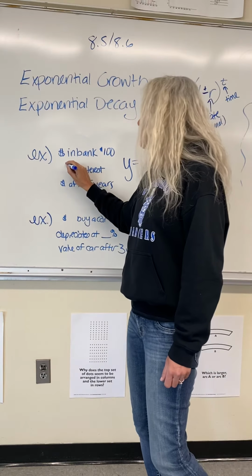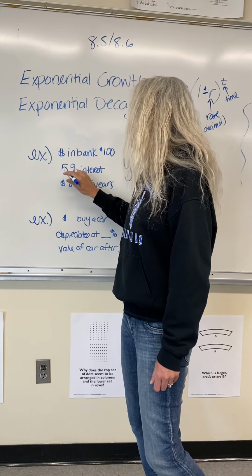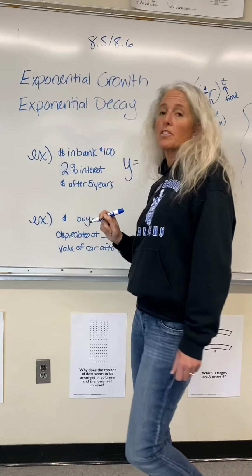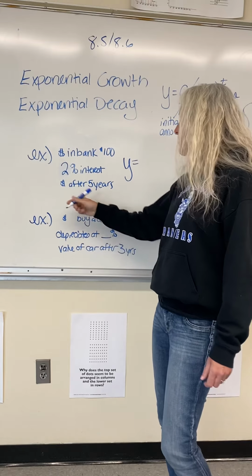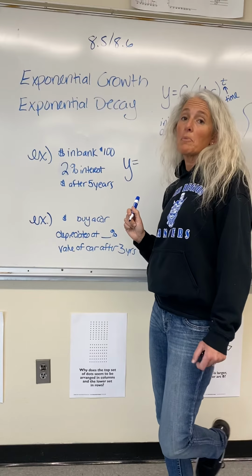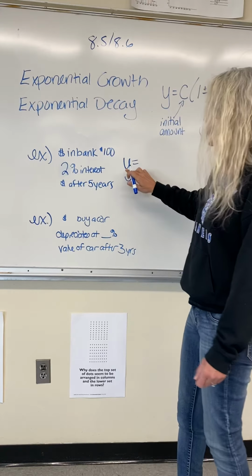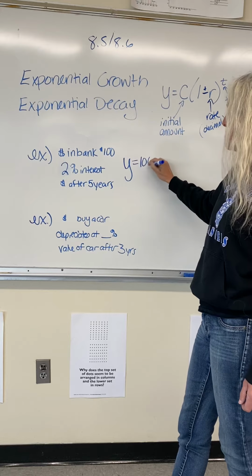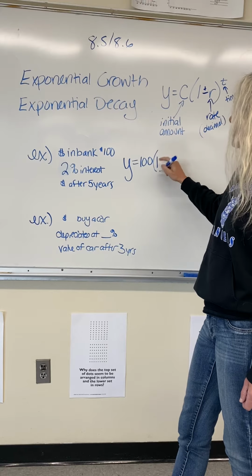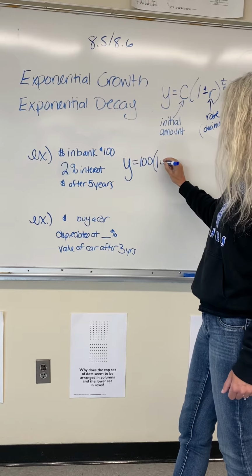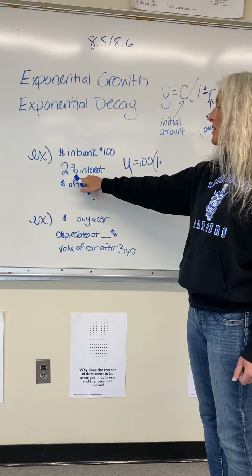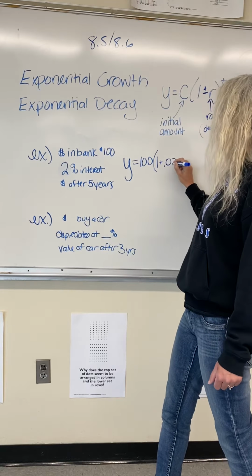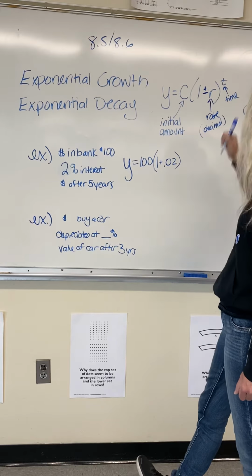Let's say interest rates aren't this high, but let's go 2% interest rate, which even that is high for right now. And let's say you wanted to find out how much money you had after 5 years. So y equals, the C value is how much money we put in the bank to start with, so that's going to be 100, parentheses 1 plus 2% interest. 2% as a decimal would be 0.02, raised to the t power.